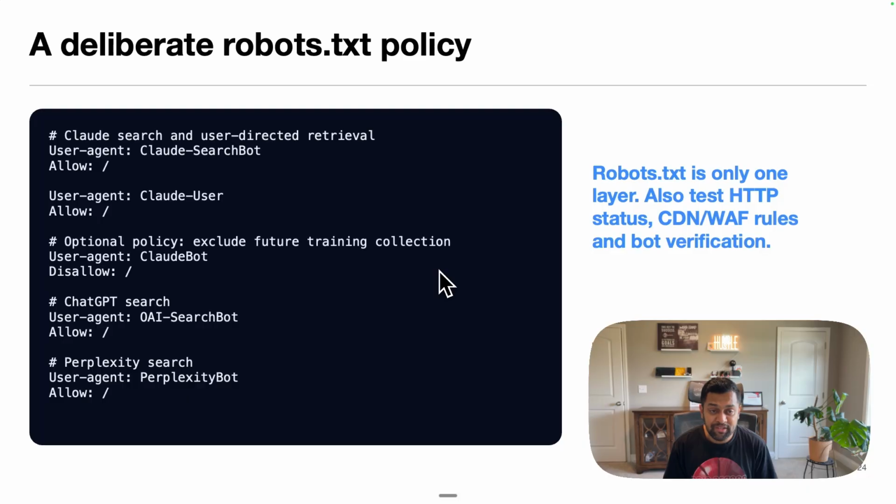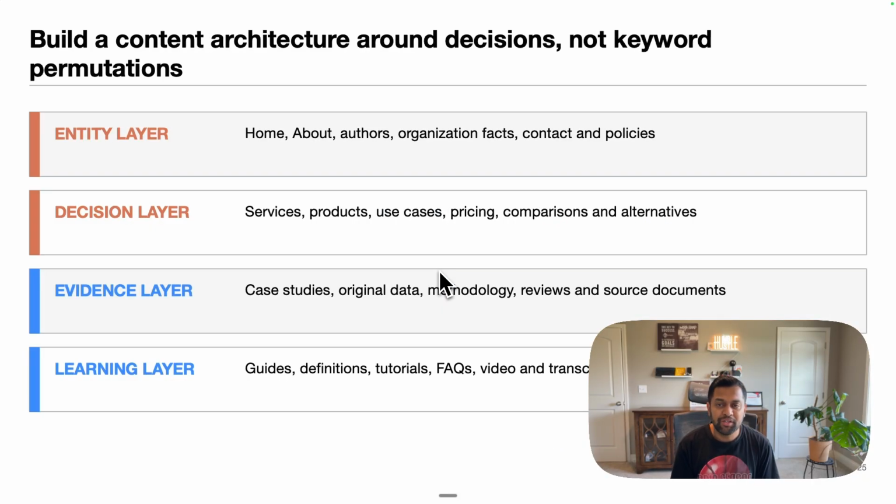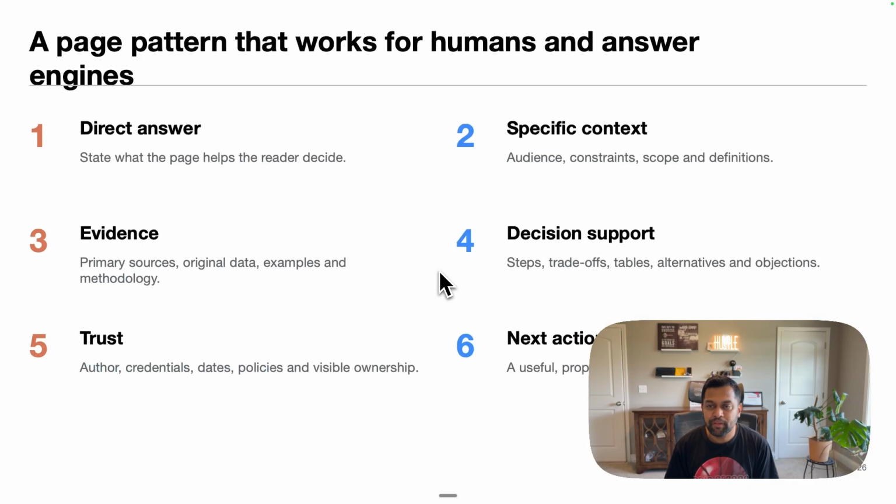So robots.txt is only one layer. Also test your HTTP status, CDN rules, and bot verification. So build a content architecture around decisions, not keyword permutations. Avoid manufacturing dozens of thin pages for every prompt. Consolidate overlapping intent and make one page complete, distinctive, and maintainable.